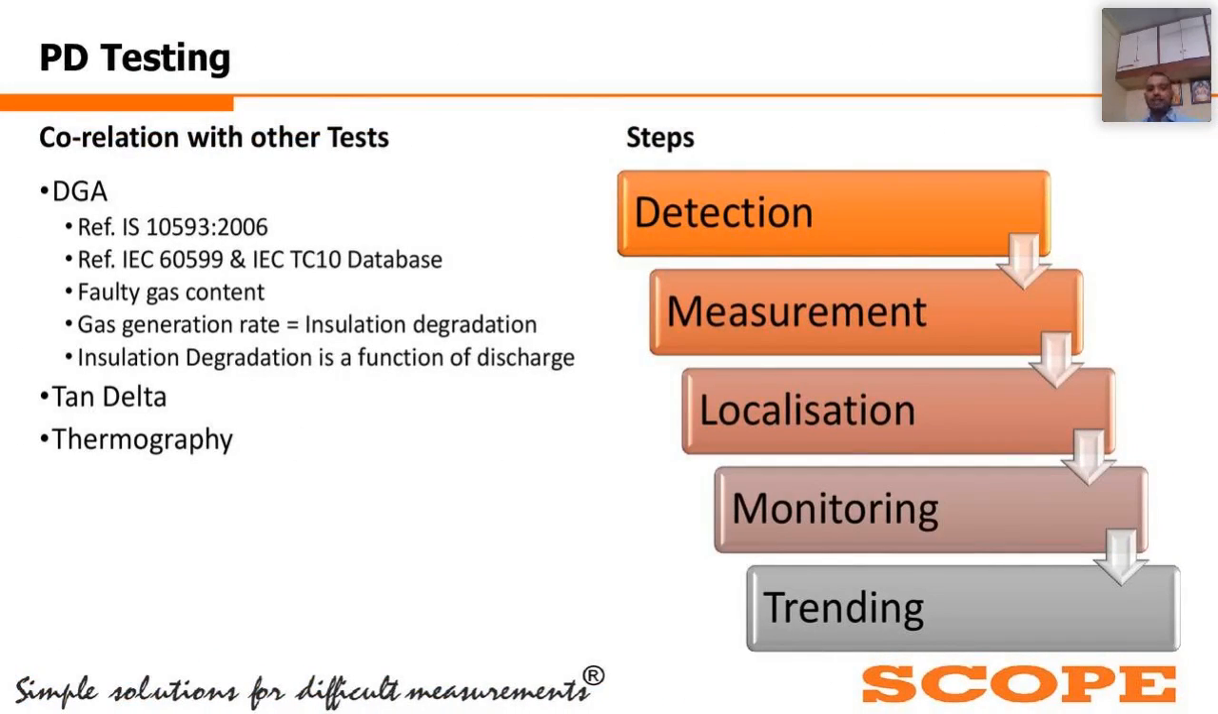Now, what are the steps you need to take? We already saw why to do PD testing. Now, how to do PD testing? What are the things that we need to measure when we are doing PD testing? Here we will see how to do it. First of all, we need to understand that there is an analysis method that always needs to be adopted to get meaningful data that can be worked upon. First, we detect the partial discharge, whether there is a PD or not.